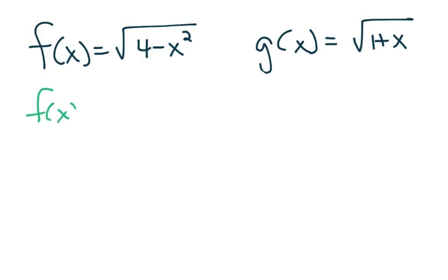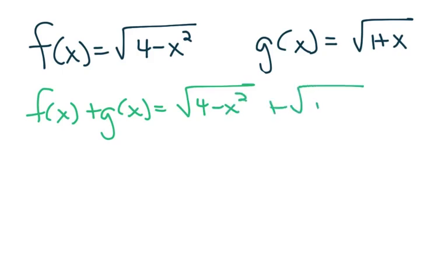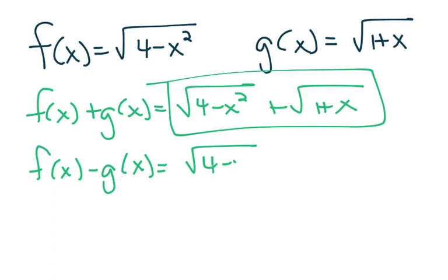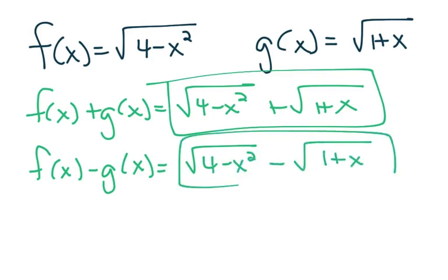F of x plus g of x is going to be the square root of 4 minus x squared plus the square root of 1 plus x. And you can't do anything to that because what's underneath the square root signs is not the same. For subtraction, same thing. The same rules apply. Unless you have the same thing under the radical, you can't combine anything. So that's all I can do.